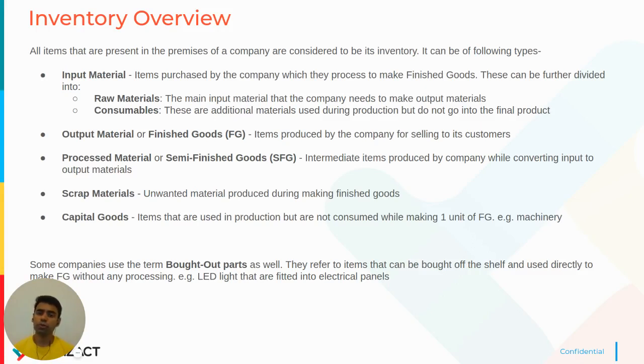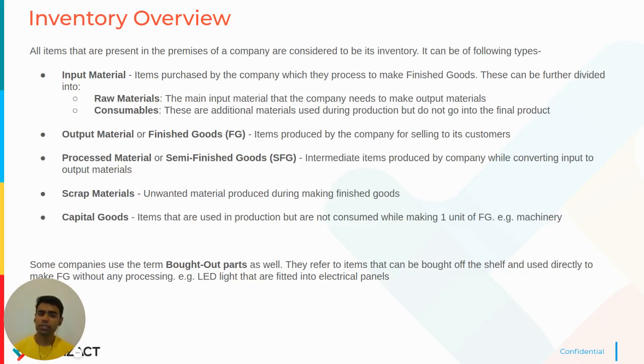These are of two types. One is raw materials, the other is consumables. Raw materials are the main materials that the company uses to make the output materials. And consumables are the auxiliary items that typically are used for making finished goods. These items do not go into the finished good as such, but are used while making the finished goods.